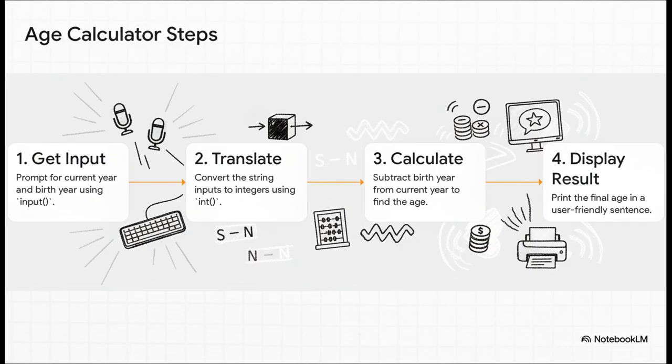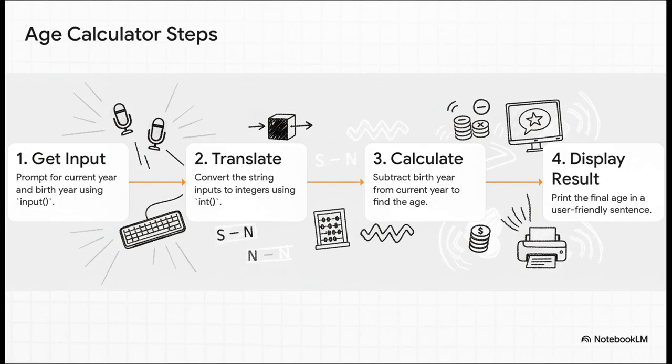Step 1, we use input to ask for the current year. Step 2, we do the same for the birth year. Now, remember at this point, they're both just strings, just text. Step 3 is the magic translation. We use int to convert both of those strings into real, actual numbers we can do math with. So now, in step 4, we can just do a simple subtraction to find the age.